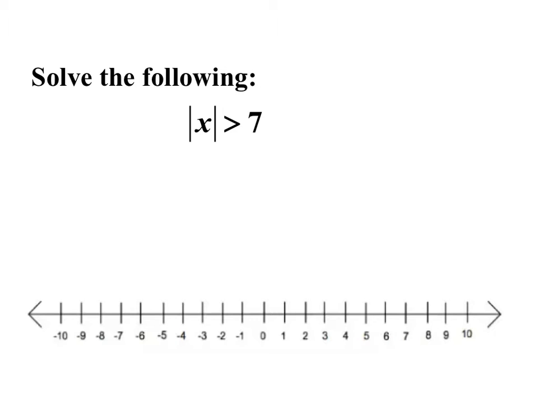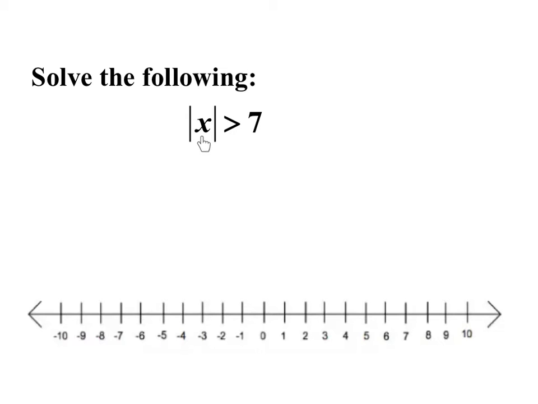Now let's take a look at solving absolute value inequalities. Now you'll recall that when you solve an inequality, you get many more solutions than you do when you solve an equation. The same thing is true with solving absolute value inequalities. So let's think about what this means. The absolute value of something is greater than 7. Remember, absolute value means distance from 0.